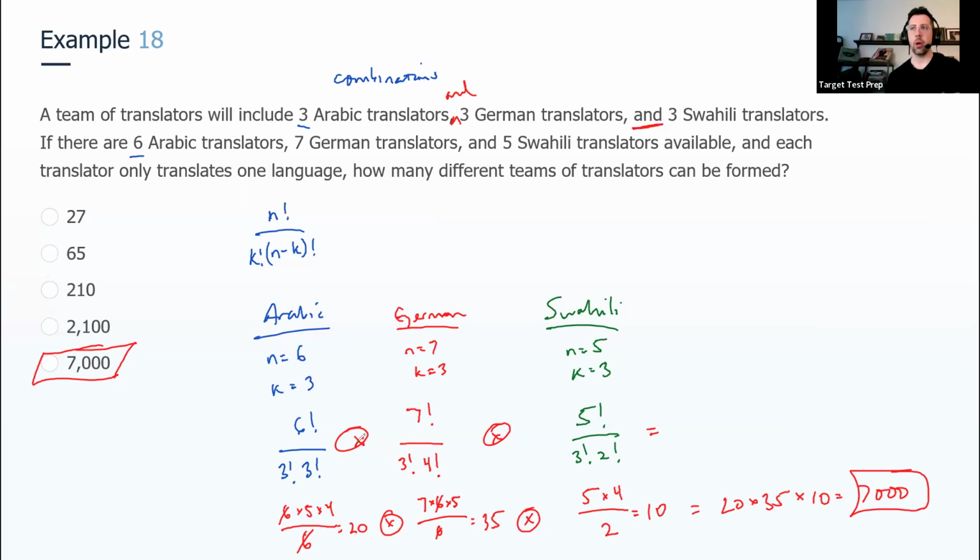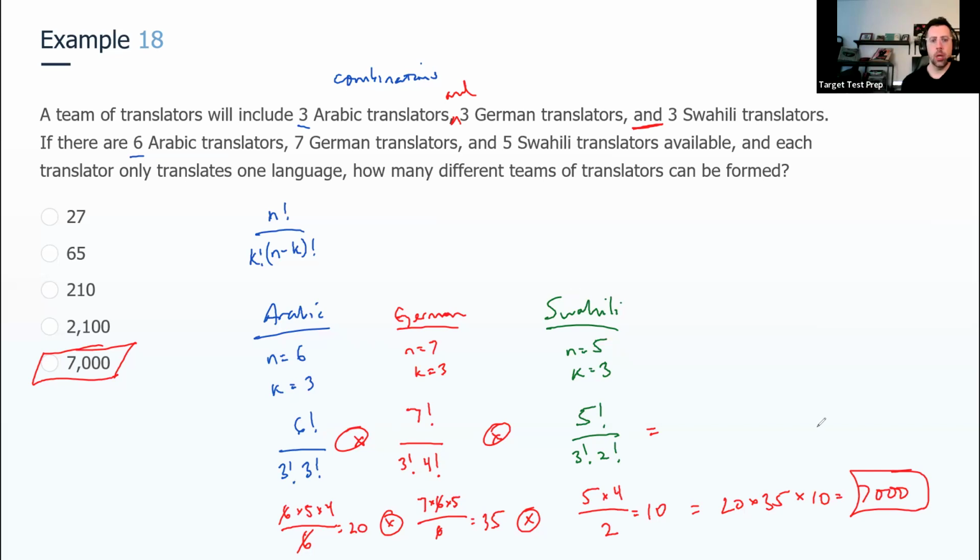So what we just calculated was there's 20 ways to pick the Arabic translators. And there's 35 ways to choose the German translators. And there's 10 ways to choose the Swahili translators. And we're going to do all of them. We have to do the Arabic choices and the German choices and the Swahili choices. So that's why it's multiplicative, just like we have to choose a belt and we have to choose a shirt and we have to choose a pair of pants. We're multiplying those.